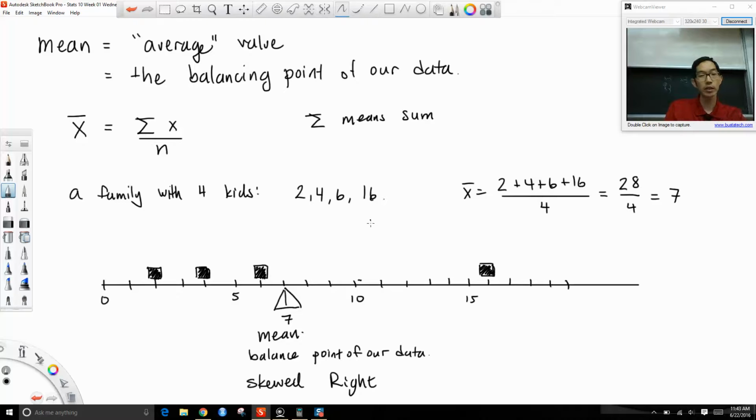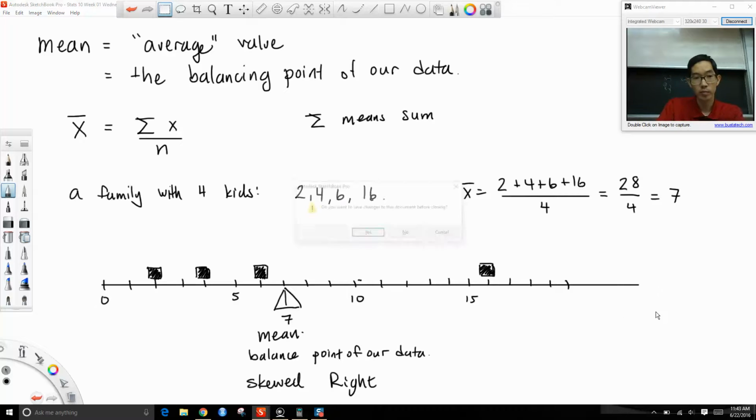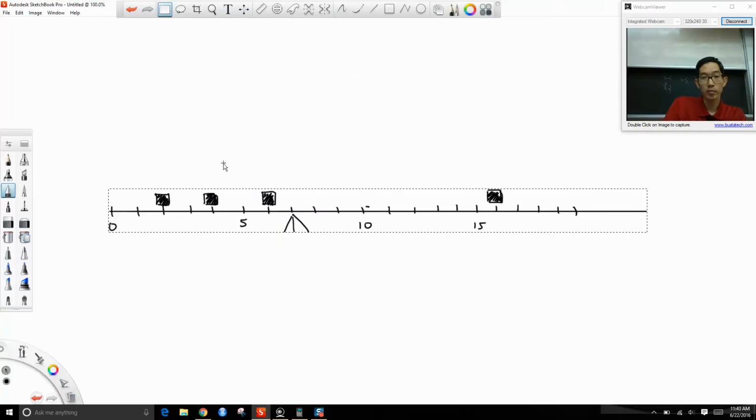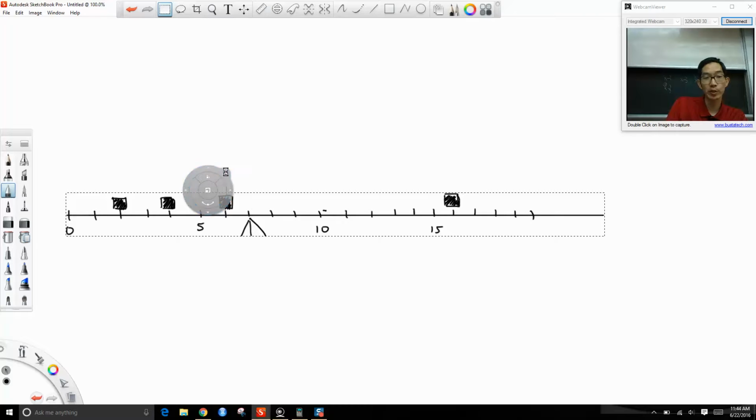On the other hand, the median age, the median is the halfway point. It's the spot where half of the values are larger and half of the values are smaller.